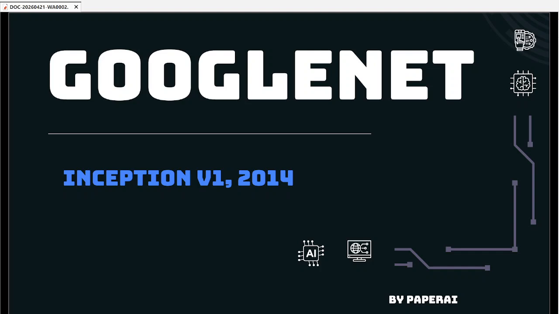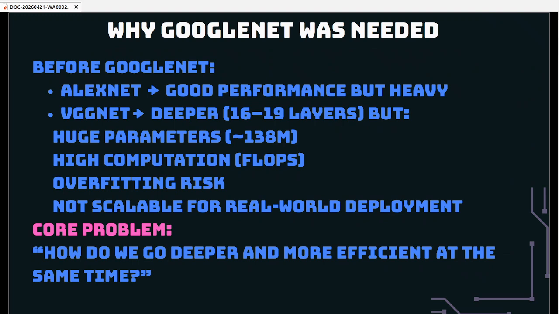In today's video, we will not only understand what GoogleNet is, but also why it was needed, how the famous Inception module works, why one cross one convolutions changed deep learning forever, and we will even walk through a mathematical example step by step. Let's begin.